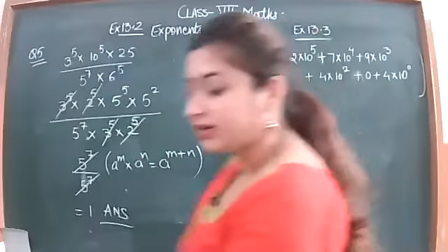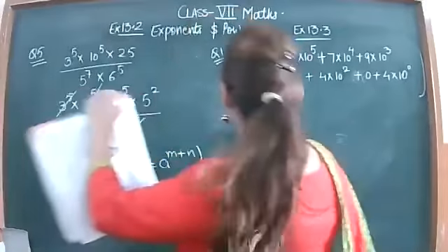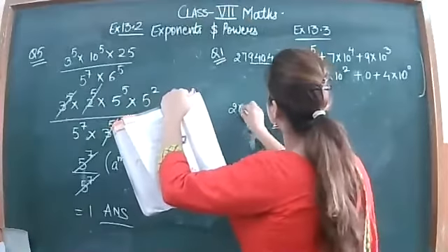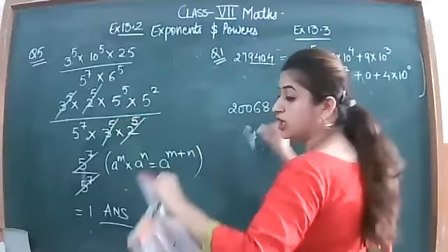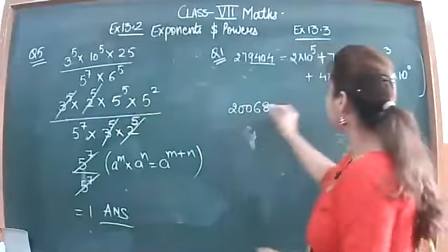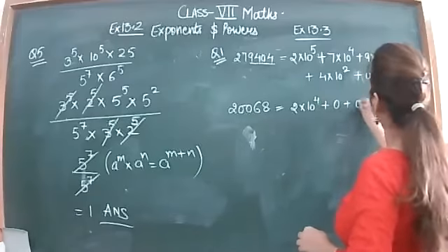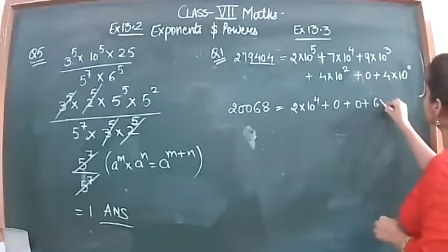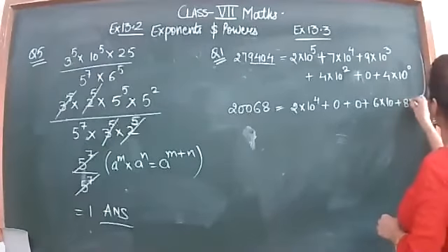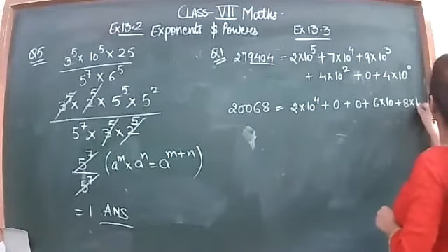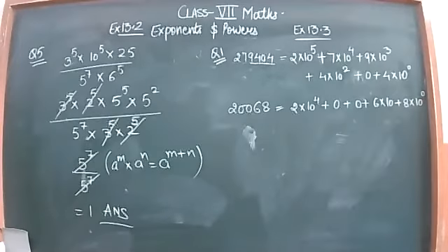See one more part from this expanded form. 20068. 2 is at the 10,000 place. 2 into 10 raised to power 4 plus 0 plus 0 plus 6 into 10 plus 8 into 10 raised to power 0.